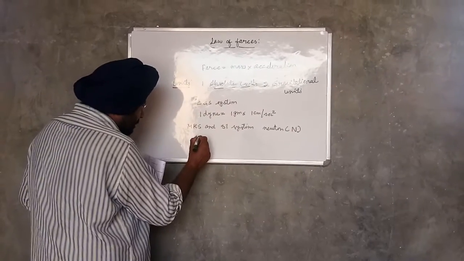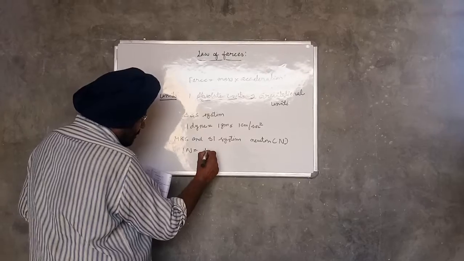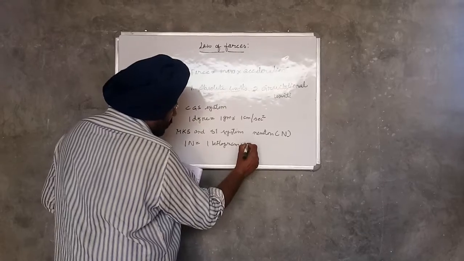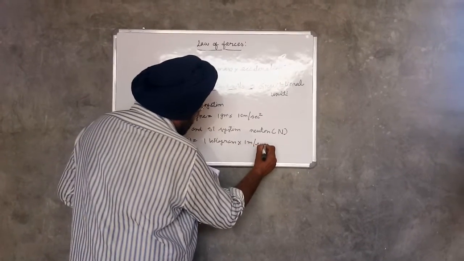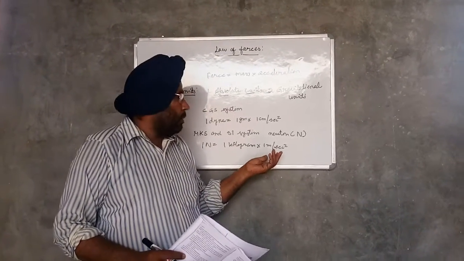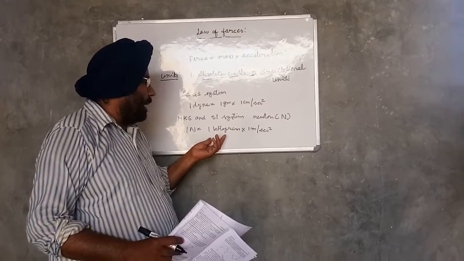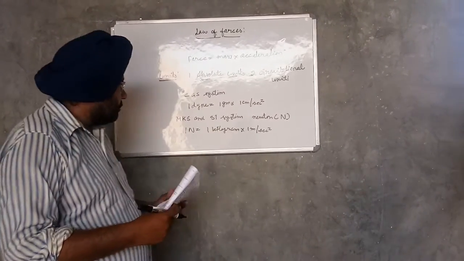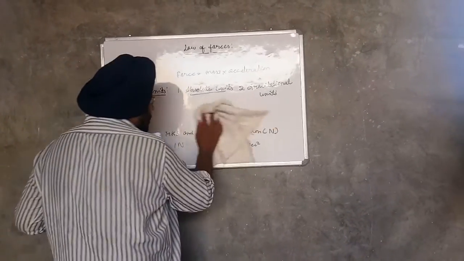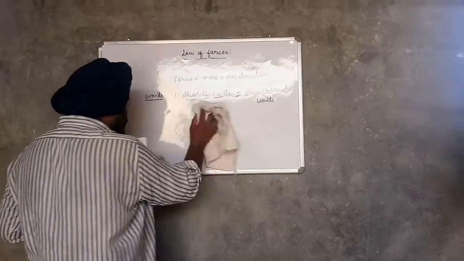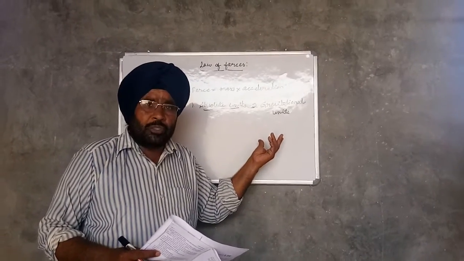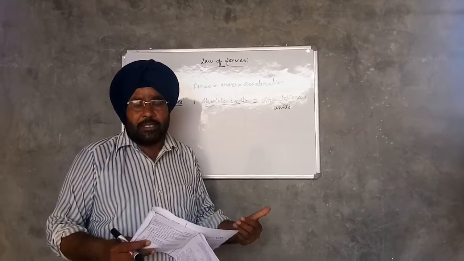So 1 Newton is equal to 1 kilogram into 1 meter per square second. So 1 Newton is that much force which produces an acceleration of 1 meter per square second in a body of mass 1 kilogram. Then gravitational units. Gravitational units are used for all practical purposes. They are based on the weight of the body. Actually, weight of the body is the force with which the body is attracted toward the center of earth.